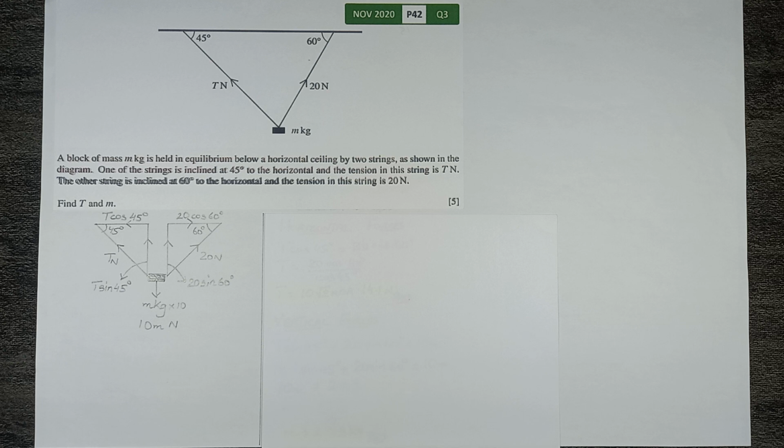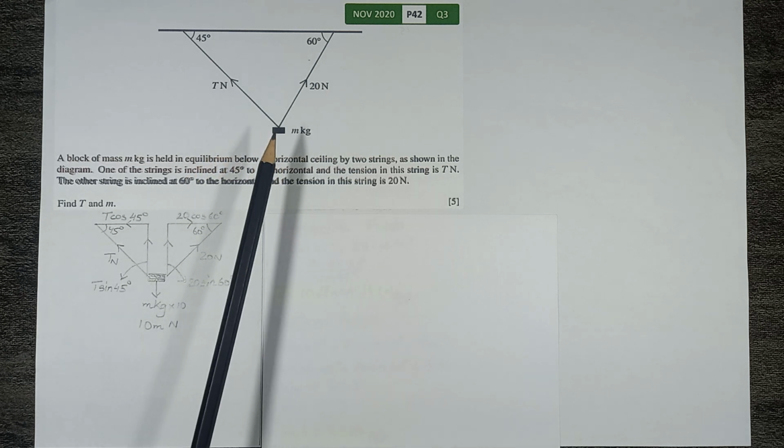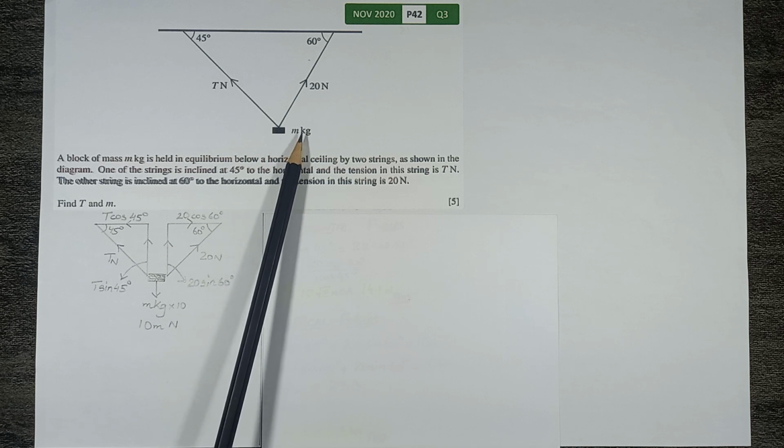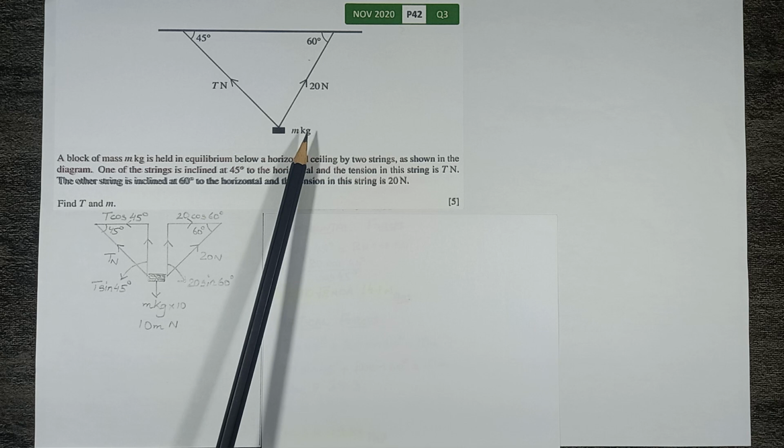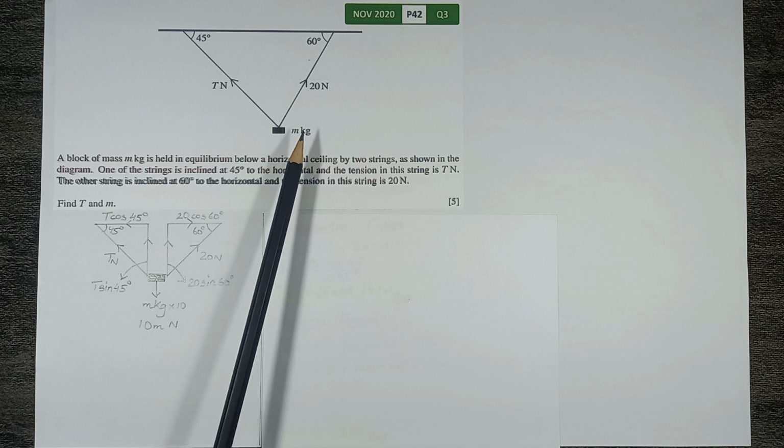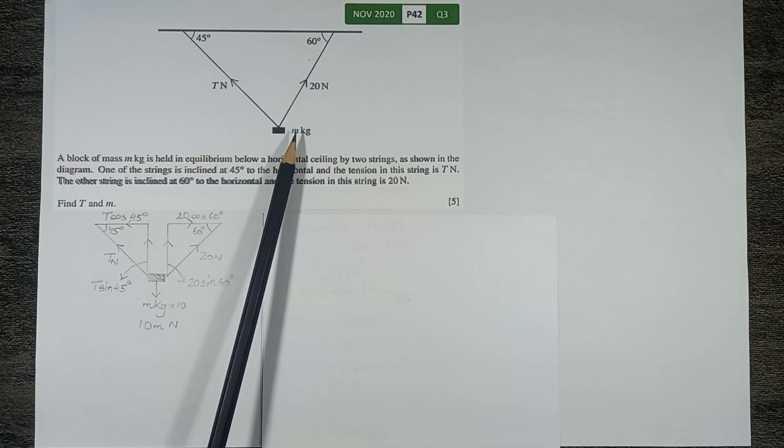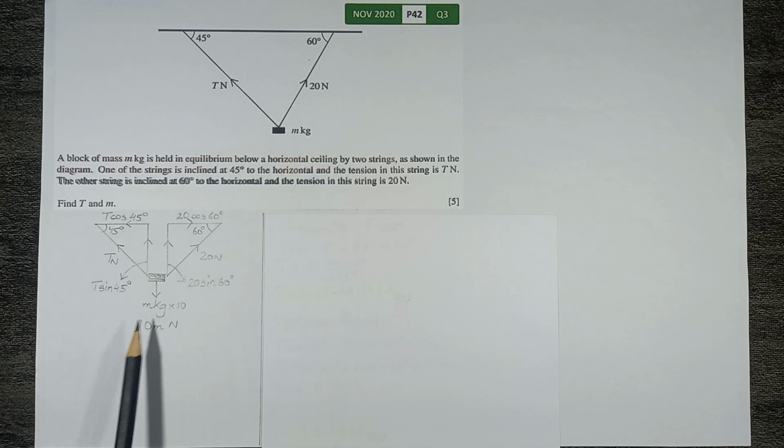We have split up the diagram into horizontal and vertical components. If you just look over here, this is m, the weight of the block, m kg. So we have to convert this kg into Newton because weight is equal to mg. So m is simply m and g is 10. So multiply this m by 10, and this 10m would be the weight which is in Newton.